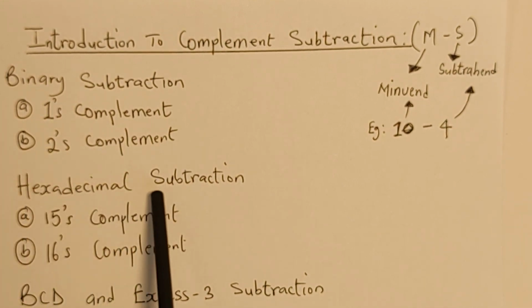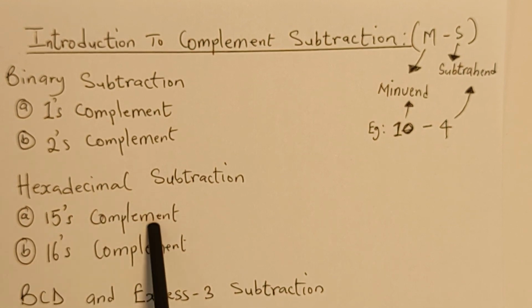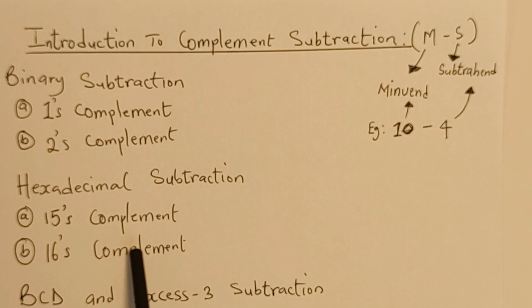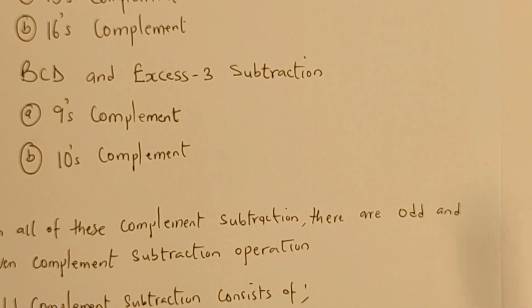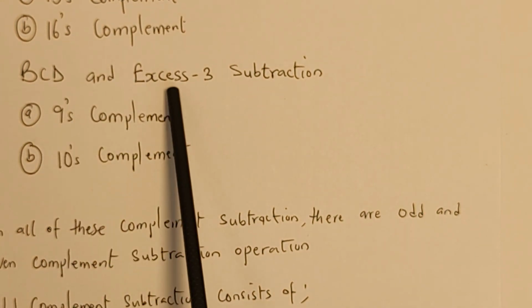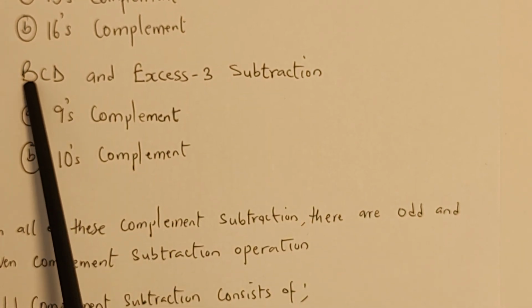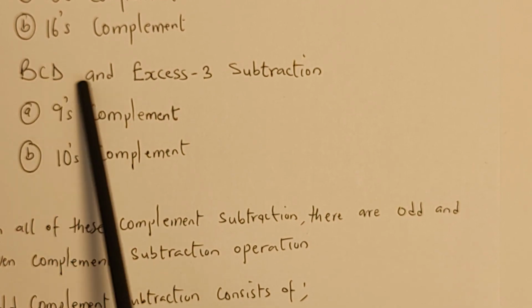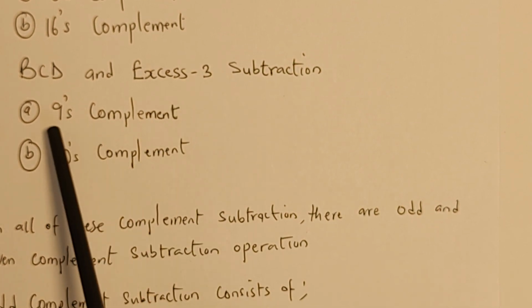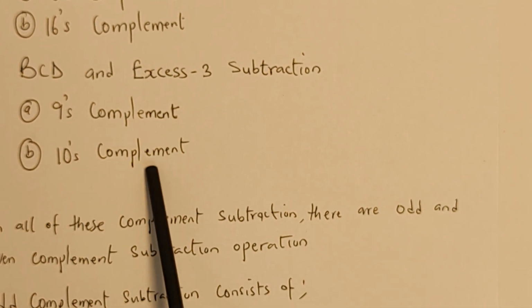The other subtopic we're going to be dealing with is hexadecimal subtraction, which is further divided into two parts. The first one is 15th complement and 16th complement. Now the third subtopic is the BCD and excess 3 subtraction. BCD is nothing but binary coded decimal. Under these subtopics we have two parts: we're going to be talking about the 9's complement and the 10's complement.